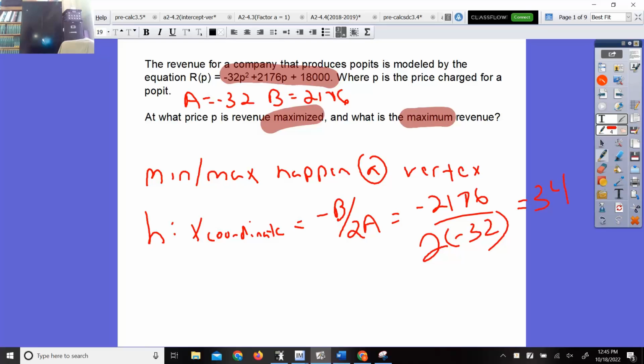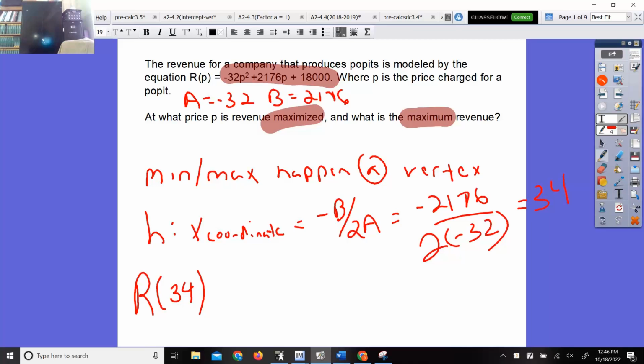Now, what you know is you know what price maximizes revenue. Once you figure out what price maximizes revenue, how do you find out the revenue? Plugging it back in. That's right. Since you know the price is 34, everywhere you see a P, what do you replace it with?